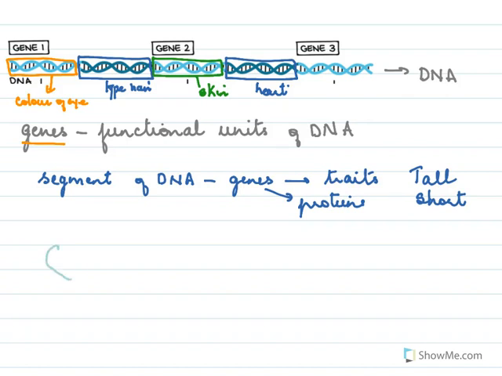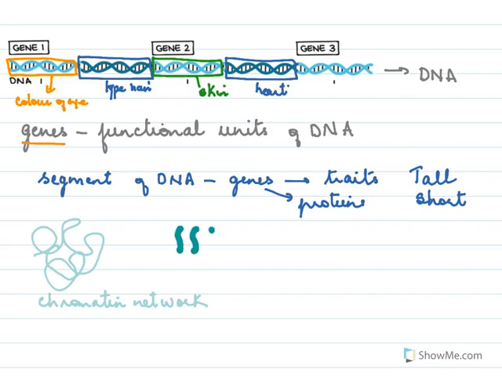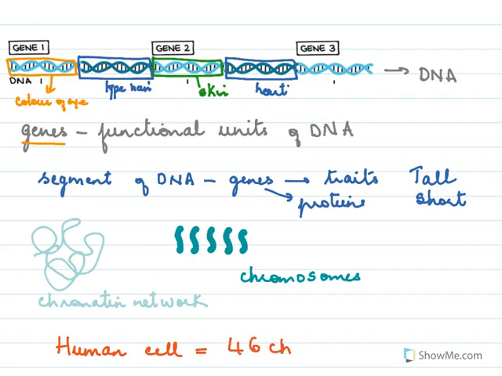So earlier we have seen this DNA which is present as a network called the chromatin network. And just before a cell divides, this chromatin network arranges itself into rod-shaped chromosomes. Now in the human cell, we have 46 such chromosomes.